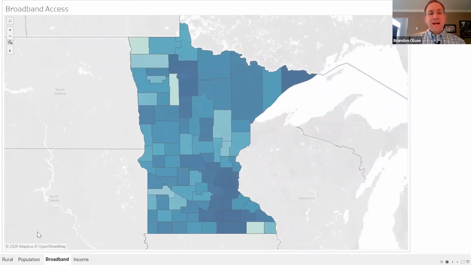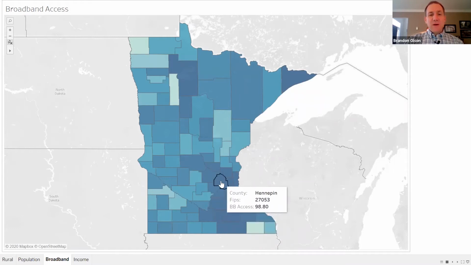And broadband is quite a bit more spread out than what we see with populations. So there are counties such as Beltrami, which is 97.4% of the population in that county has access to broadband. Cook County is another county that has high access to broadband. 98.90% of the people have access to high-speed internet. And we're seeing that here down in southern Minnesota.